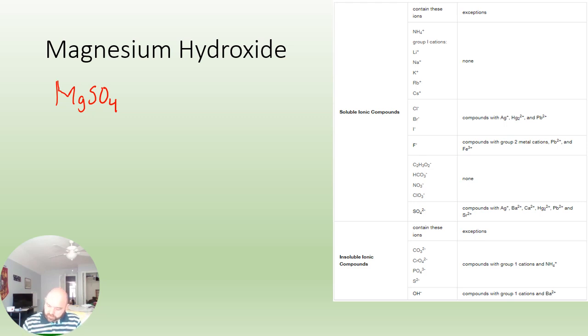The first ion that I run into as part of my compound is the sulfate ion here. And it says that sulfates are soluble as long as they are not compounded with silver, barium, calcium, mercury 2, lead 2, or strontium 2. Magnesium is none of those things, so magnesium sulfate should be a soluble ionic compound, and it is. Magnesium sulfate dissolves well in water.